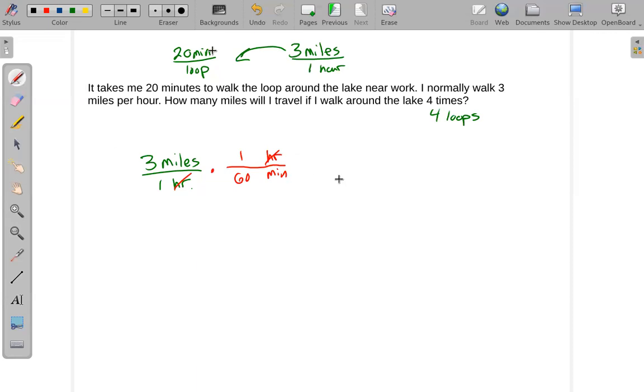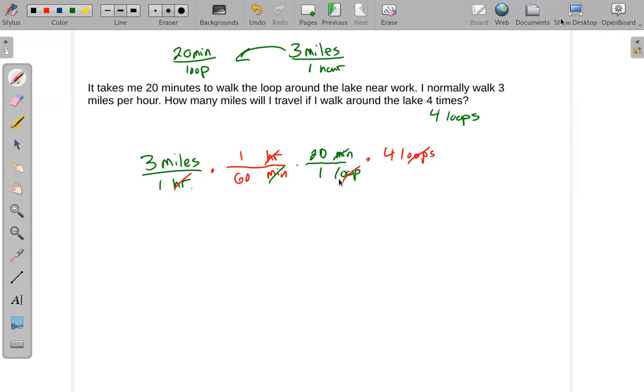Now that I have minutes, I can use that right there. So minutes is in the bottom here, so I can get rid of minutes by putting it in the top. And it's minutes per loop. And that's 20 minutes per one loop. So that gets rid of minutes and gives me miles per loop. And then finally, I can multiply that by the 4 loops. And that gets rid of the loop and gives me just miles. And so I want a calculation that has the same setup. Now the order doesn't really matter. This is the order I chose.